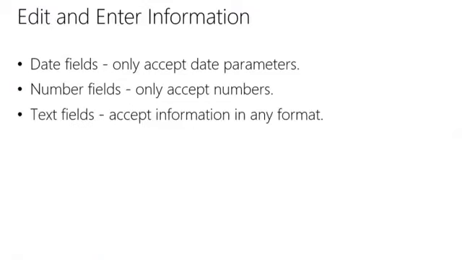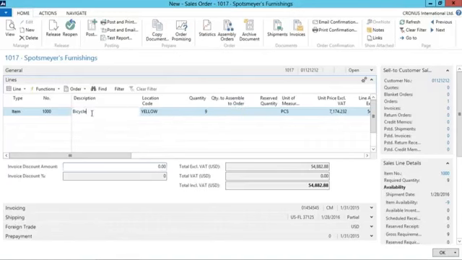Then there are also text fields. A text field is capable to accept information in any format. It's going to be alphanumerical information. Let's have a look in the application itself. So a text field, for example, here description is a typical example. I can type in some information. This is a bicycle, and the system is going to accept it. I can also type in numbers or special characters because it's a text field, and the system is going to allow this. So in a text field we can enter anything.